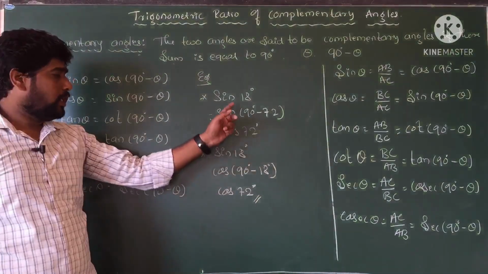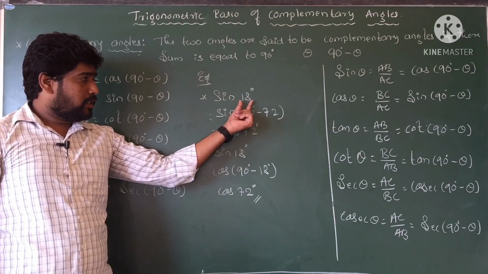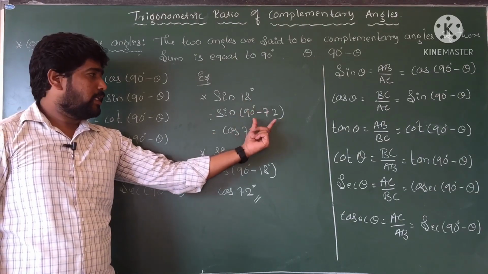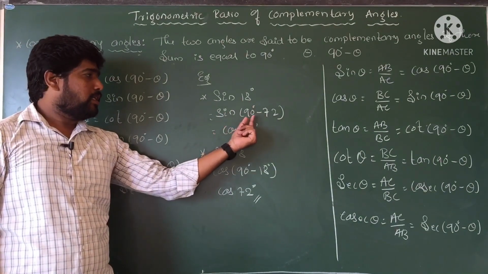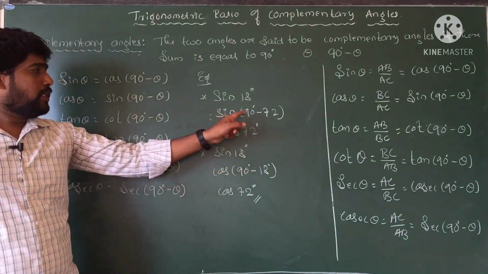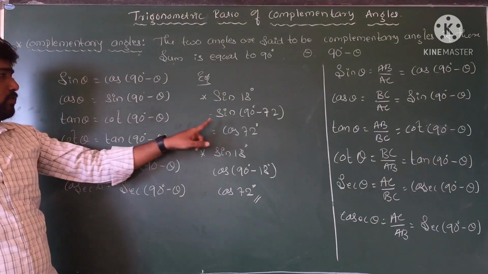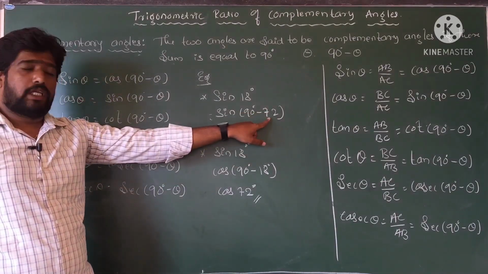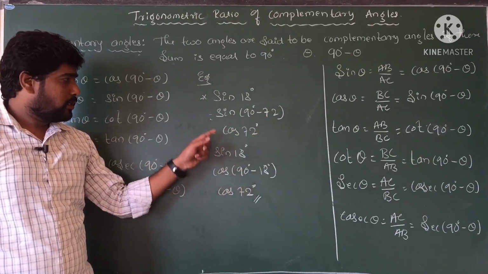Is it clear? So here, sin theta, sin 18. 18 we can write 90 minus 72. 90 minus 72 is 18. So here sin 90 minus 72. So sin 90 minus theta is cos theta. So here cos 72, theta is 72. So directly cos 72.